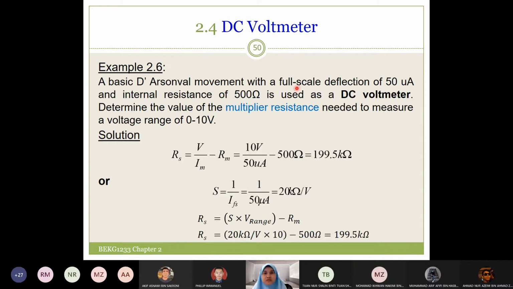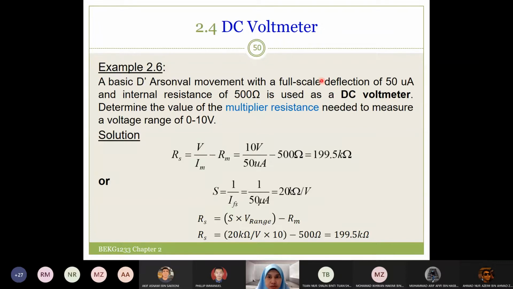Okay, a basic observable movement with a full scale deflection of 50 microamp. This is the current that flows through this voltmeter, and an internal resistance of 500 ohm, meaning that this is RM. Okay, the internal resistance is used as a DC voltmeter. So this statement, a basic movement with 500 ohm, is the statement for PMMC.